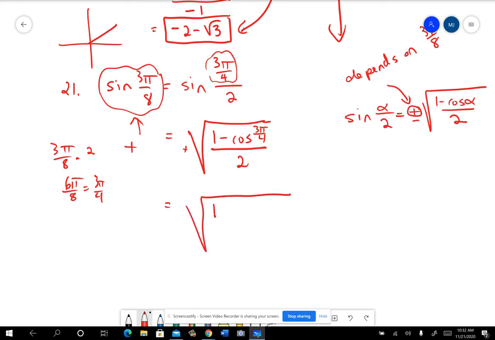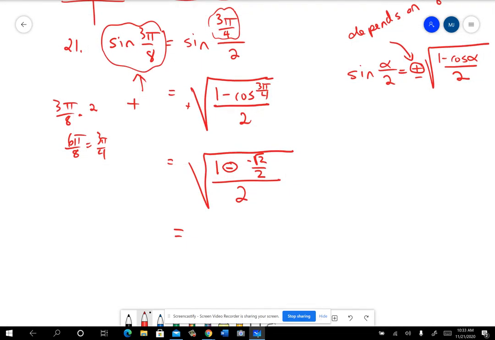Okay, and so cosine of 3 pi over 4, that's over in the second quadrant. Cosine is going to be negative square root of 2 over 2. The formula had a minus in it. And this radical is a big radical, so the 2 is still underneath that radical. So that's 1 plus square root of 2 over 2, all divided by 2.